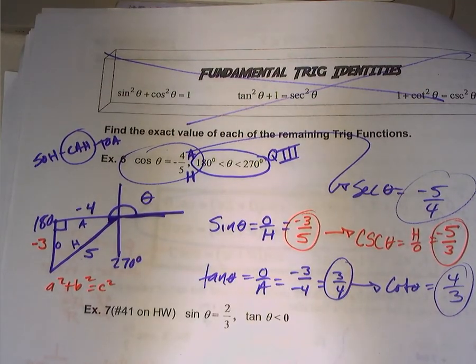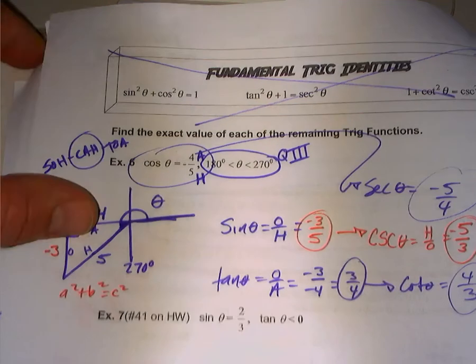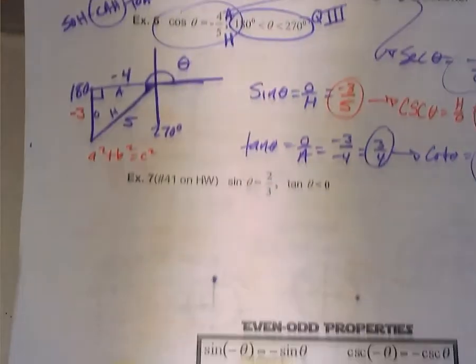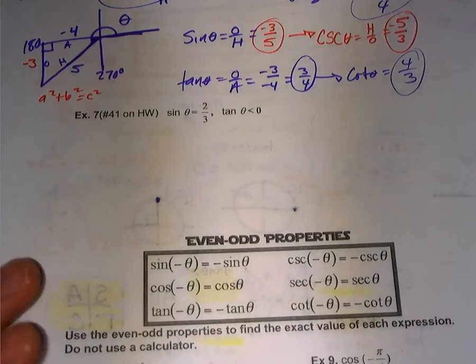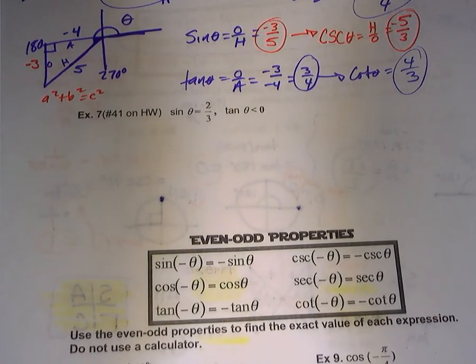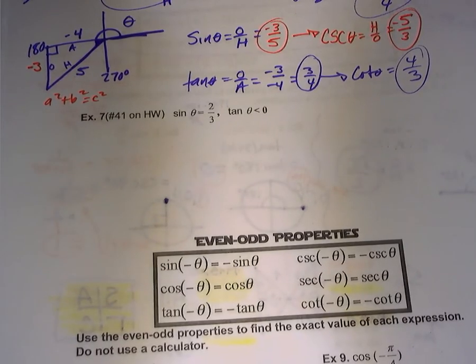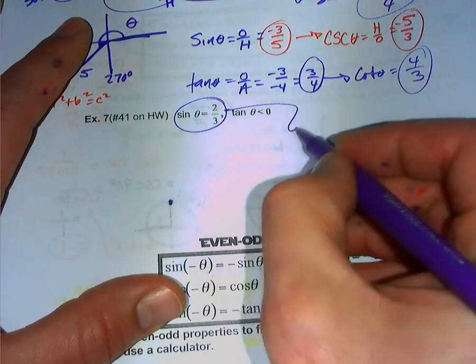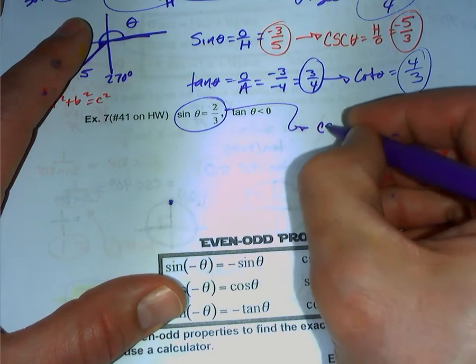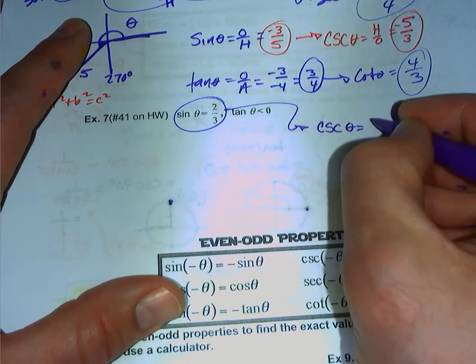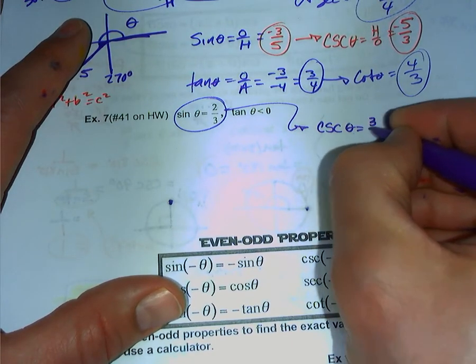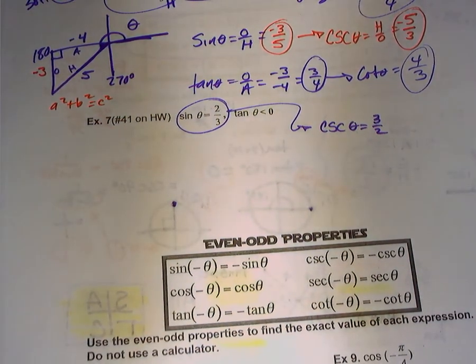Good question. But sometimes they don't tell us blatantly what quadrant we're in. So as we look at the next one, I've got sine theta is 2/3 and tangent is less than 0. If you have no idea how to answer this question on a quiz or test, you should at least know his buddy. Who's his buddy? Cosecant. And cosecant is 3/2. So at least you got a point, right?